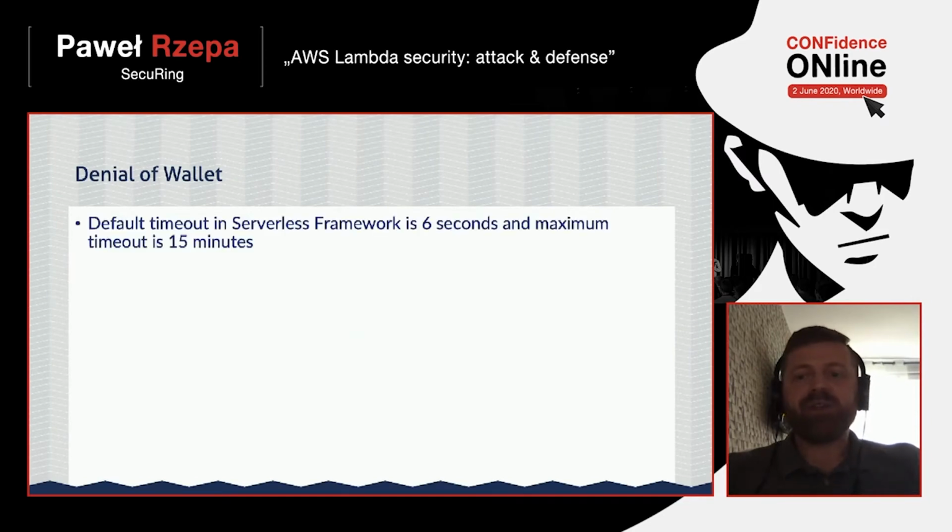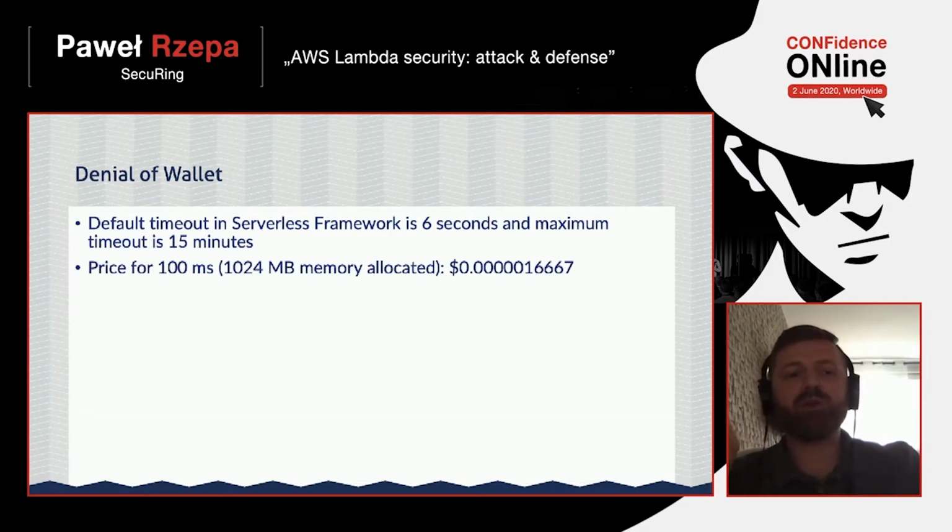If you're using the Serverless Framework, then the default timeout for your Lambda is 6 seconds. And this limit can be extended to 15 minutes. What happens sometimes in testing functions?